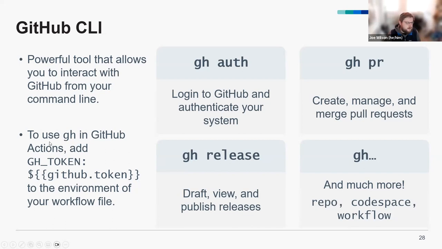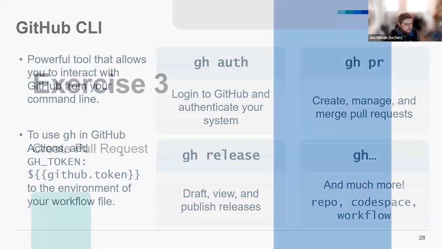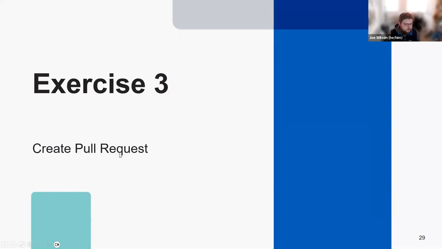To use GitHub CLI, which uses this little gh alias to signify it, in an action, we will need to pass through and add the GitHub token to the environment in the workflow. This is a default thing created by GitHub that gives us a personal access token scoped just to the repository we're working with in the action. Okay, so with that knowledge, we are going to have a look at creating a pull request automatically.